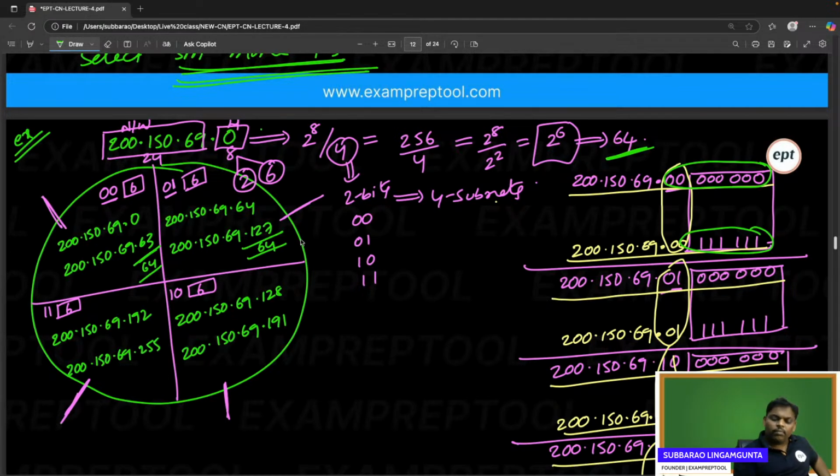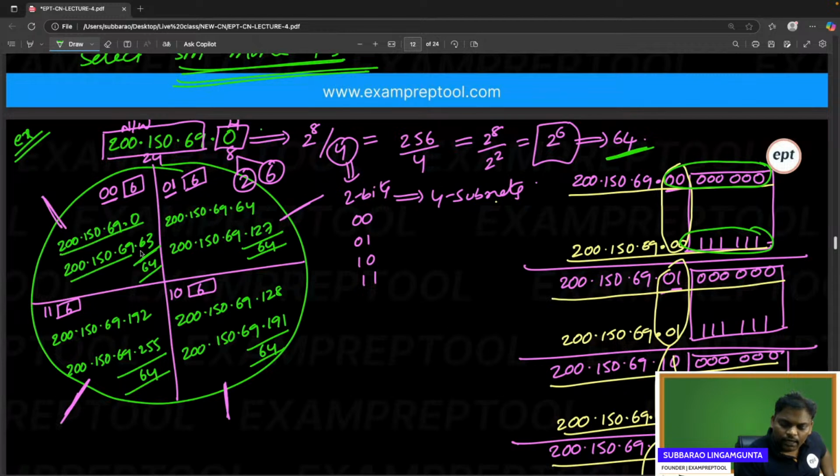255. So remember, here also 64 people. Here also 64. Calculate properly. Here also 64. So for the first subnet, see this one. First subnet, it is the subnet ID.